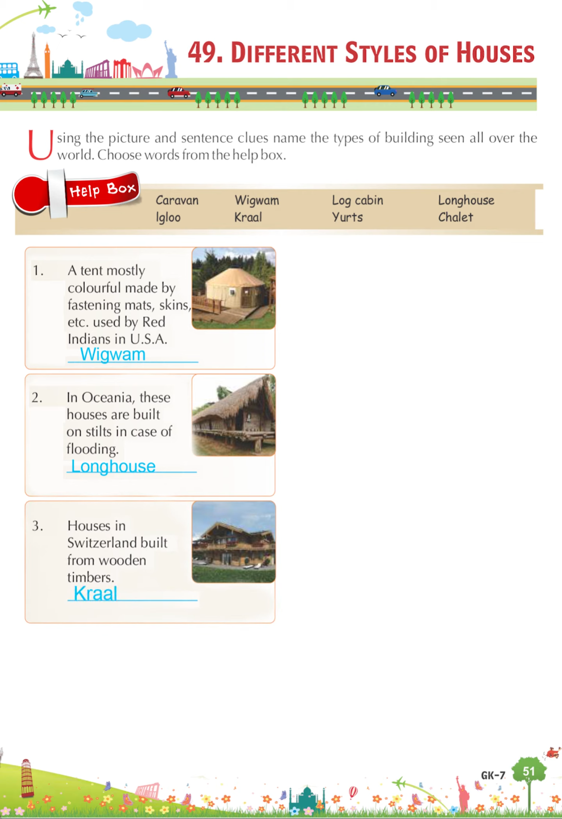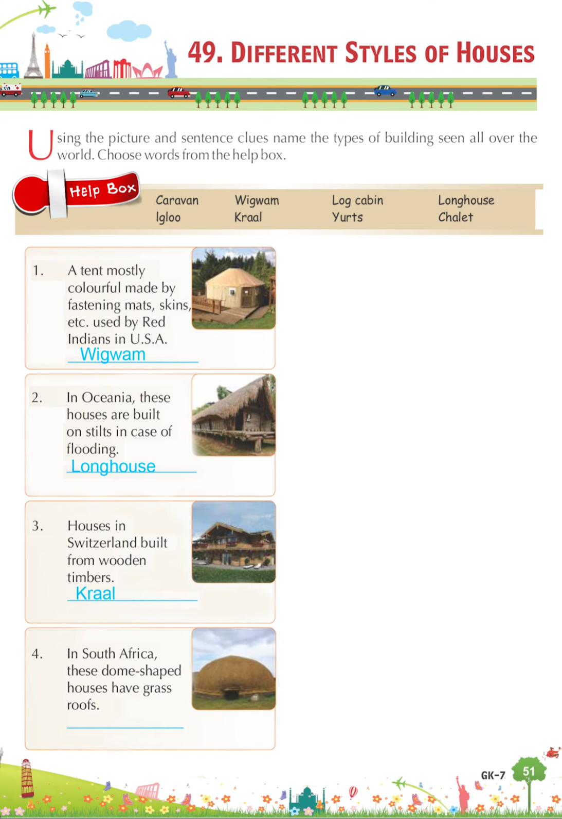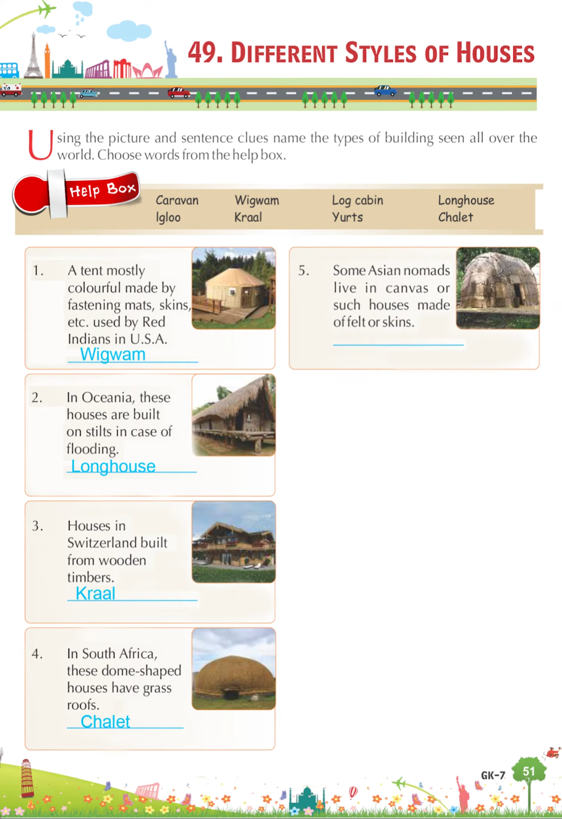Kraal. 4. In South Africa, these dome-shaped houses have grass roofs. Chalet. 5. Some Asian nomads live in canvas or such houses made of felt or skins.